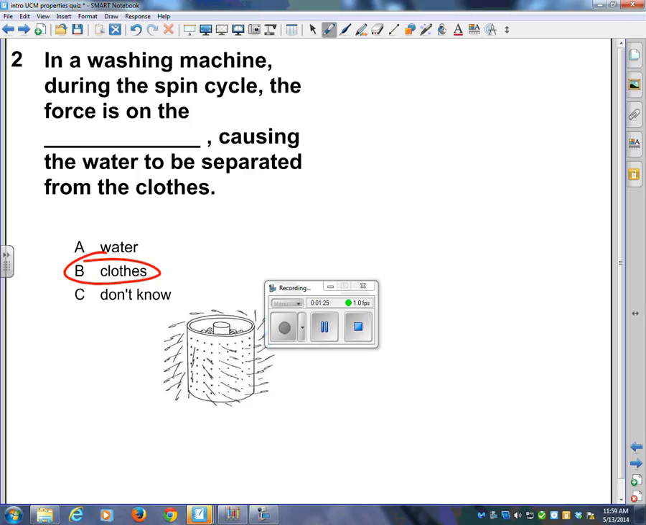It's because of an absence of a force. A force doesn't cause it to fly away. What causes the rubber stopper to fly away? The absence of a force. No more force in the string. Okay? The force is on the clothes. It's inertia that causes the water to fly away.